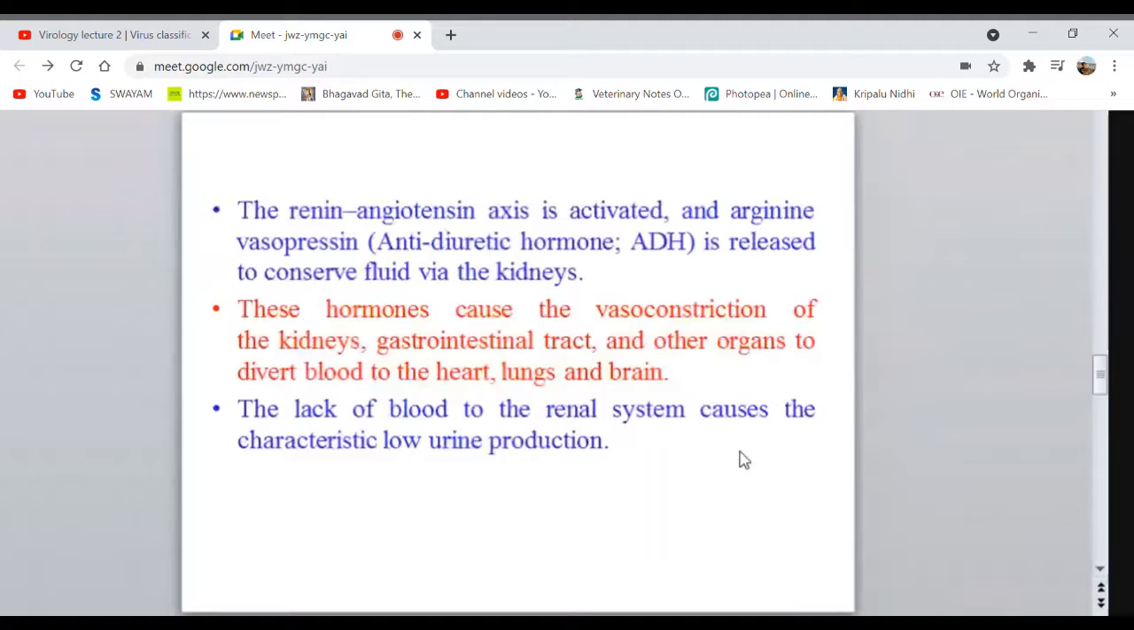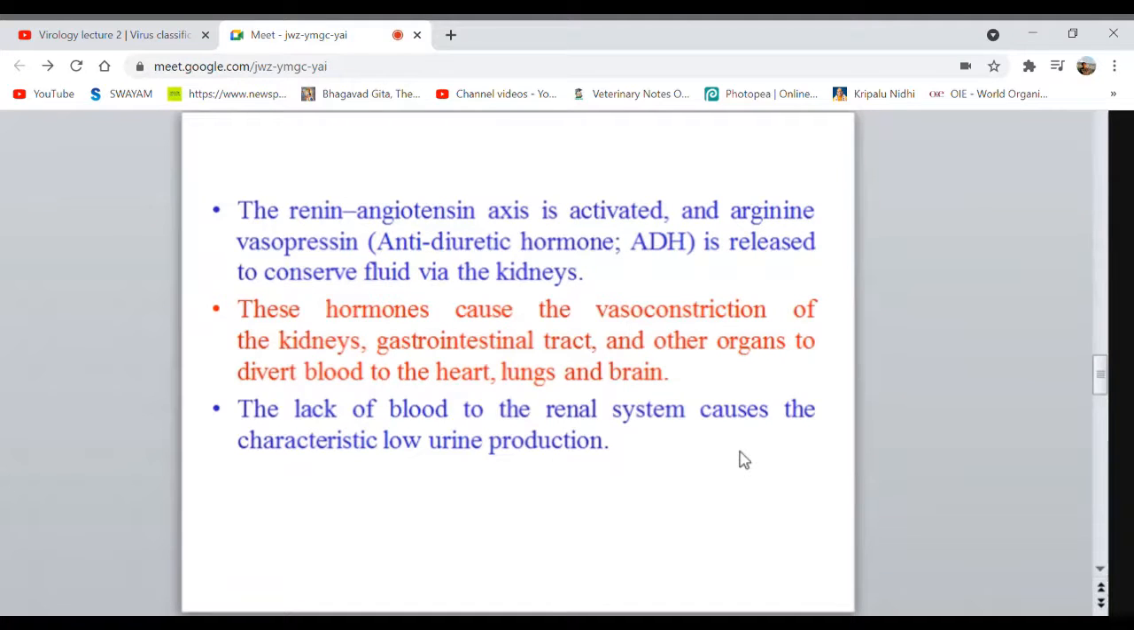They divert the blood to the heart, lungs, and the brain. Then the lack of blood to the renal system also causes low urine output, or low urine production. That also leads to low urine production.